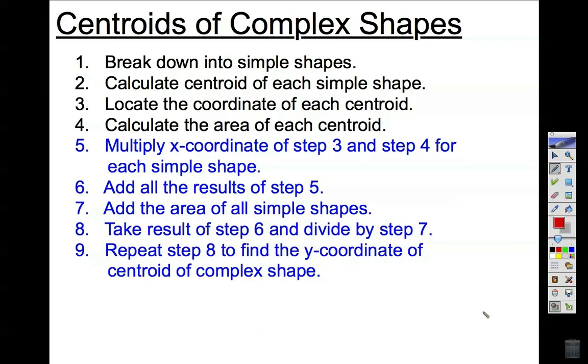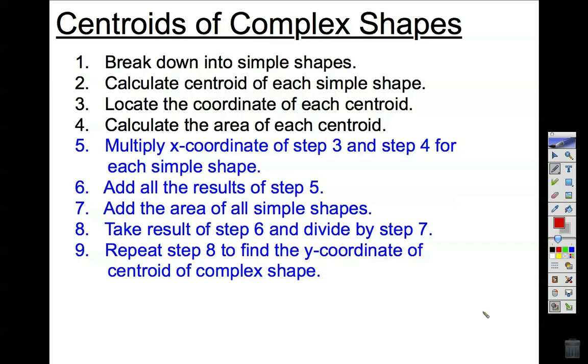My preferred method of teaching centroids of complex shapes breaks down into these 9 steps. Steps 5, 6, 7, 8, and 9 are in blue because they are in the table, which organizes our work and makes it a lot easier. The first thing we want to do is break down into simple shapes. So you have this weird shape and break it down as much as you can into a rectangle, square, circle, or semicircles. Once you break down into those simple shapes, you're going to calculate the centroid of each of those simple shapes.